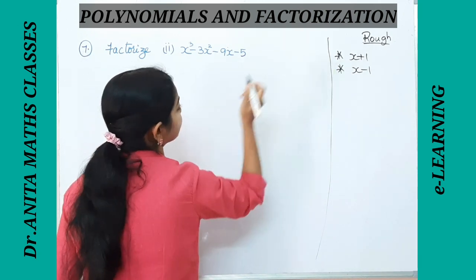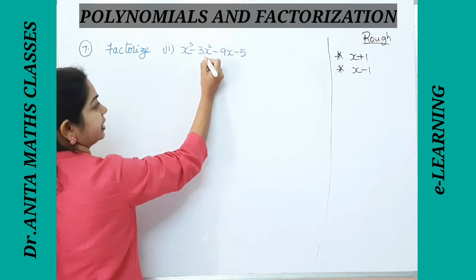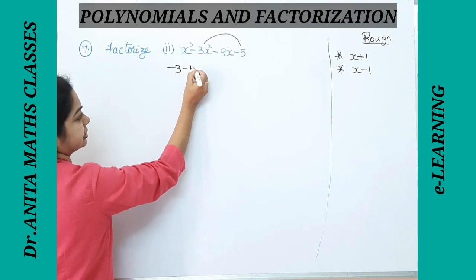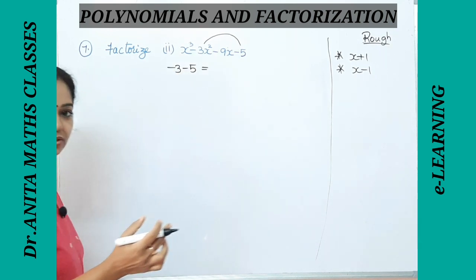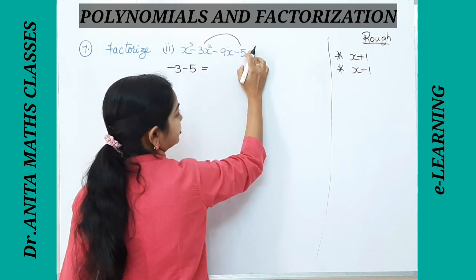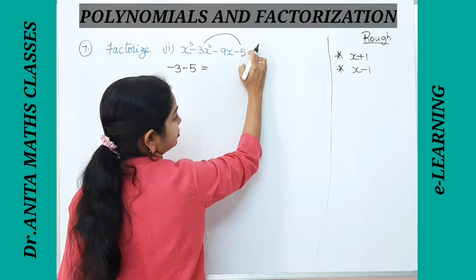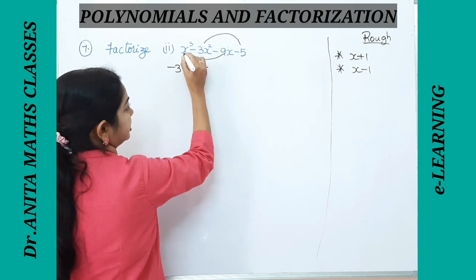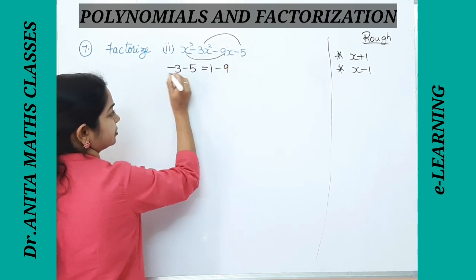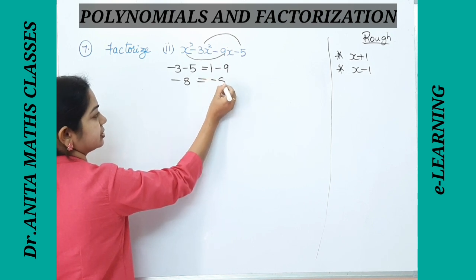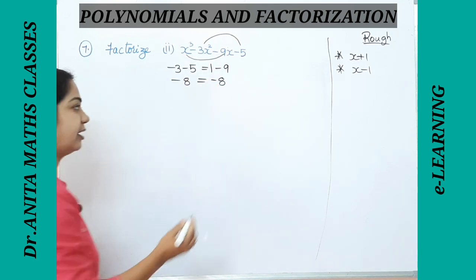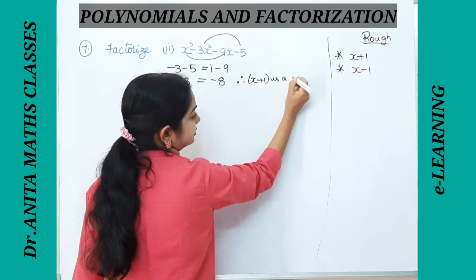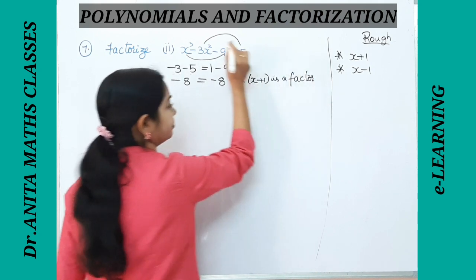Now let me check the first condition, that is x plus 1. Here the even powers, see here the even powers, these two: minus 3, minus 5. I am writing the coefficients of the even powers. Now here x to the power of 0, the coefficient is minus 5. Now if you take the odd powers, here 1 and here minus 9. So this comes to minus 8 equals minus 8. So they are equal. The condition is satisfied, therefore we can say x plus 1 is a factor of this cubic polynomial.